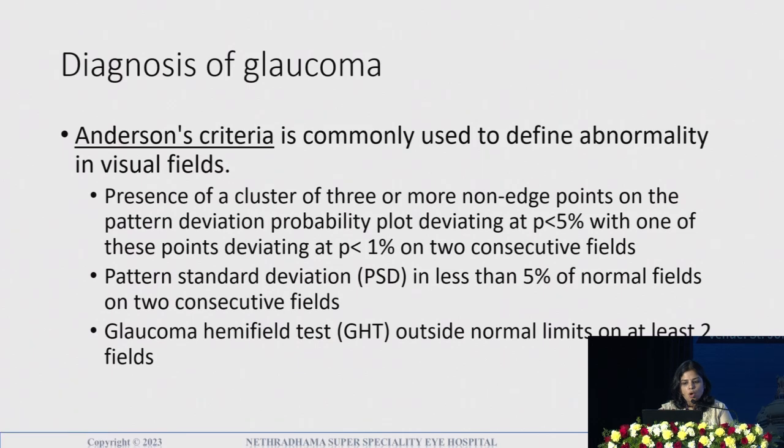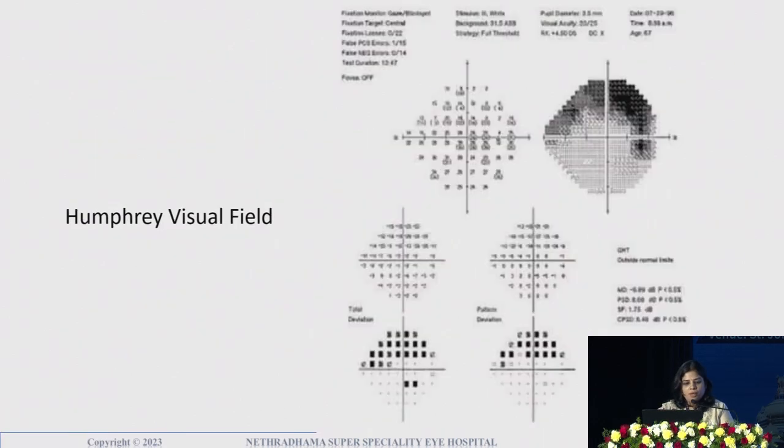Anderson's criteria is commonly used to define the abnormality in the visual fields. We can see this. This is a printout of Humphrey visual field analysis. As we can see here, there is a superior arcuate scotoma. When we are reading the visual field, we also have to look into the mean deviation and pattern standard deviation. This is helpful in classifying as well as telling us the severity of the glaucoma.